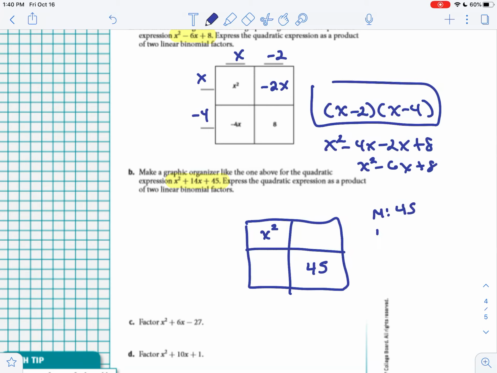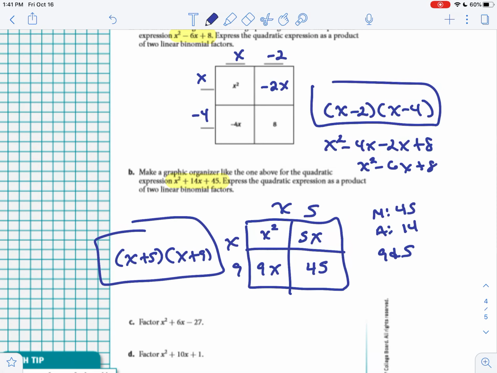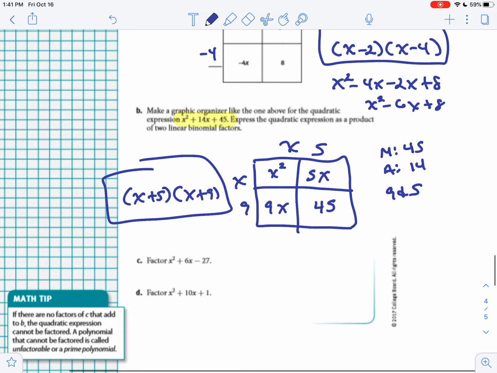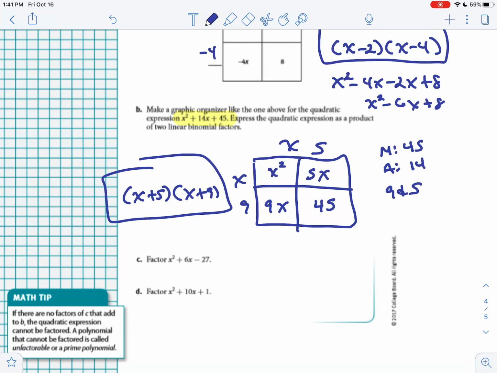And now we have to think about our factors of 45. So we want two numbers that are going to multiply to 45, but add to the middle term, which is 14. And hopefully you see that they are going to be 9 and 5. So then we'll put a 5x here and a 9x here. And that means it's x plus 5 and x plus 9. Those are our factors. So x plus 5 times x plus 9 would FOIL back into x squared plus 14x plus 45.